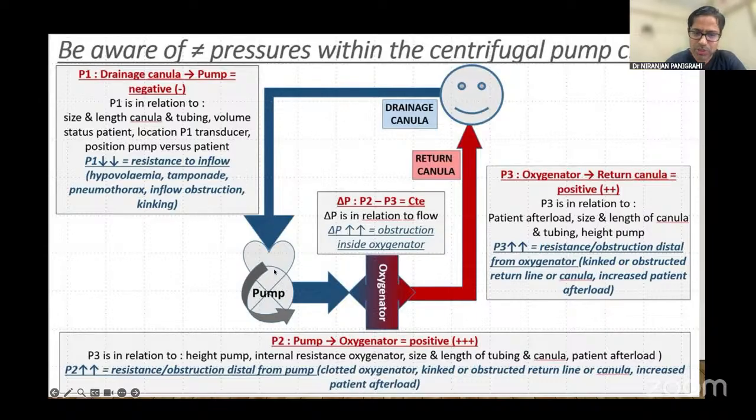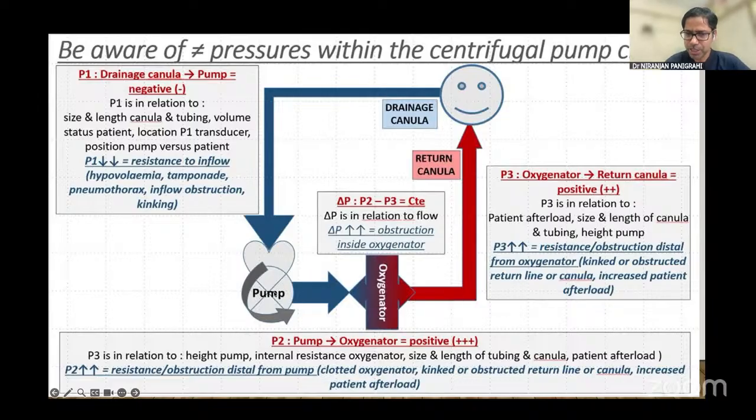Second is P2, the pump to oxygenator. That is the most positive side. The pressure depends, 250 to 300. Sometimes it will range to 350, depending upon the flow and the oxygenator's time. So it is more than P1. Then comes P3. P3 is the pressure after dropping the pressure in the membrane.